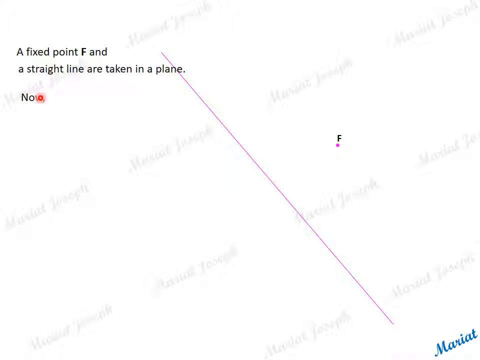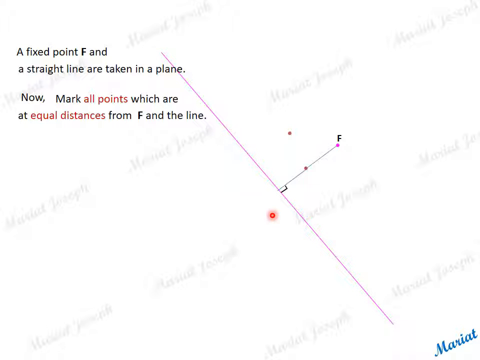A fixed point F and a fixed line are taken in a plane. Now, let us mark all points in this plane which are at equal distances from the line and the fixed point. First of all, we may think of this point which is at equal distance from the point and the line. But there are many other points also satisfying the same condition.